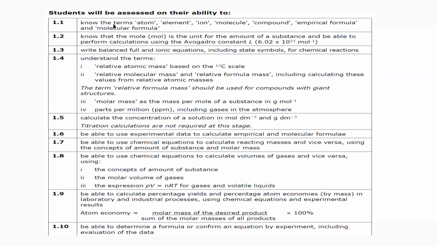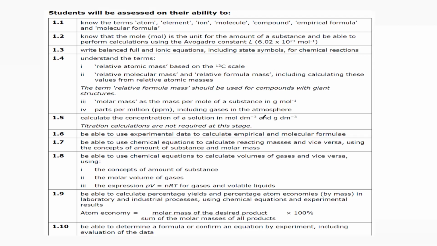So what you should know, the learning objectives: you should be able to use the terms atom, element, ion, molecule, compound, empirical formula, and molecular formula. You should know the mole concept as well. Write a balanced, full and ionic equation including state symbols. Then use the terms relative atomic mass, relative molecular mass, relative formula mass. Then calculating the concentration in gram per mole or parts per million.